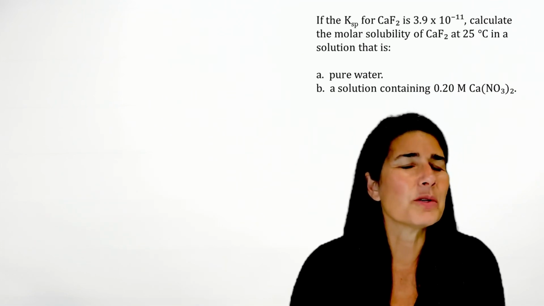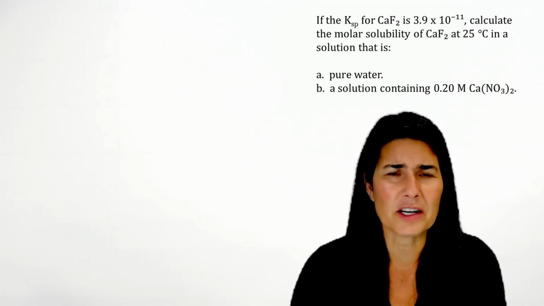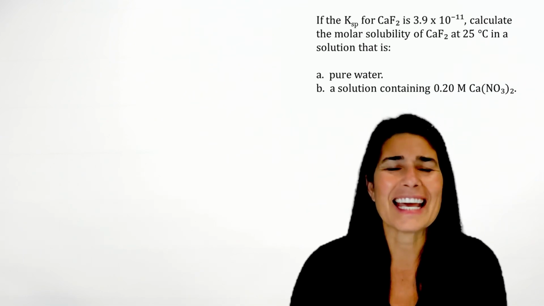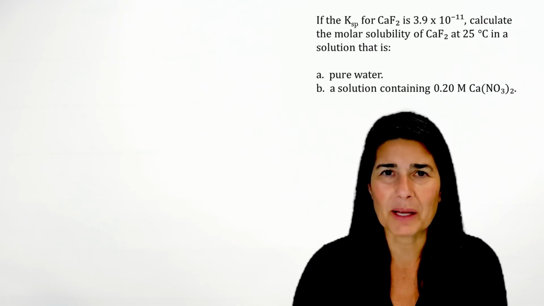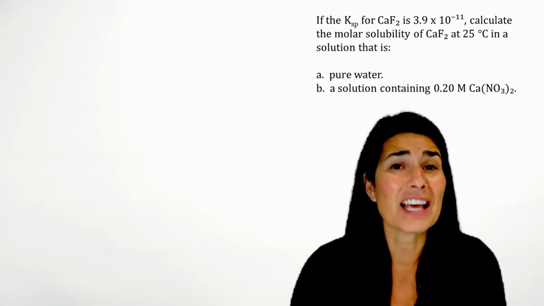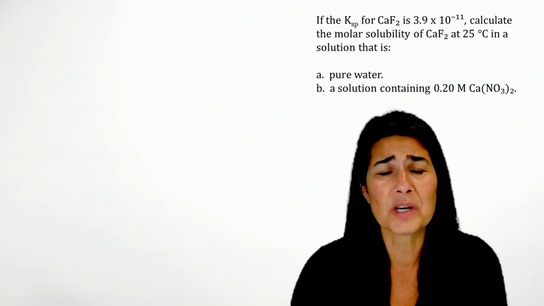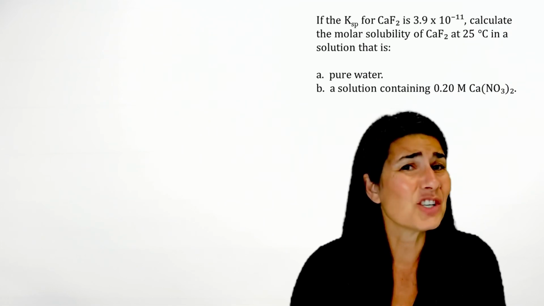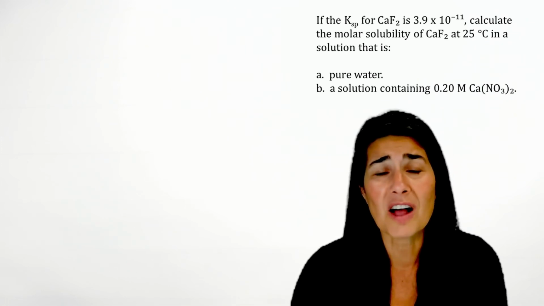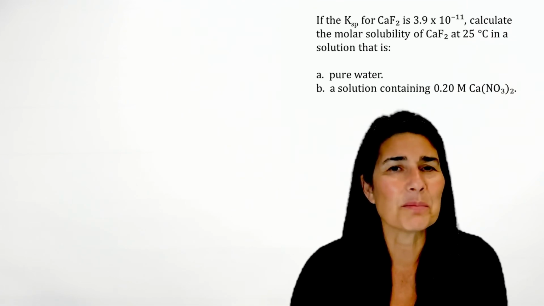Well, when I look at those two situations, the first one, we're putting calcium fluoride just in plain old water, so nothing special there. But in situation B, we're adding a common ion into our problem. Both calcium fluoride and calcium nitrate have the calcium ion. Le Chatelier's principle predicts that if I boost the concentration of the calcium ion, I should have a shift to the left and less solubility overall. We should not get as much calcium fluoride to dissolve. Let's go ahead and prove that.